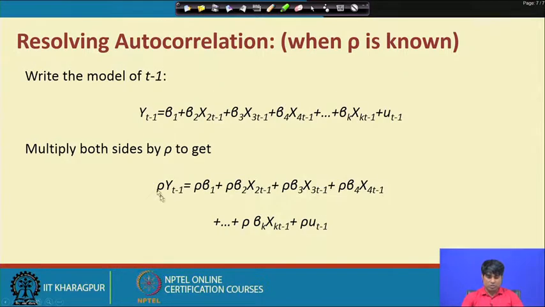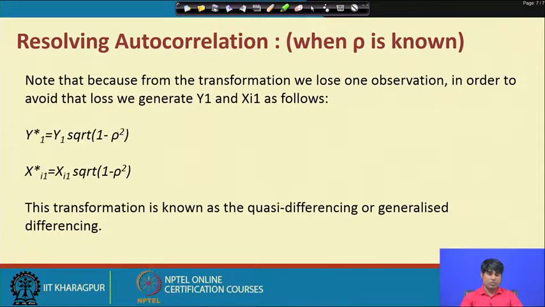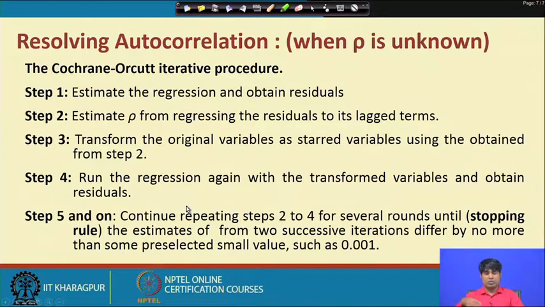After multiplying by the rho value, you will get some additional terms. Now, if you simplify the first equation and the second equation, you will get a new equation, and if you estimate that new equation, it will be absolutely free from the autocorrelation problem. That is what the model is all about when rho is known, and we follow this process. Likewise, there are many different mechanisms through which you can solve the autocorrelation problem.